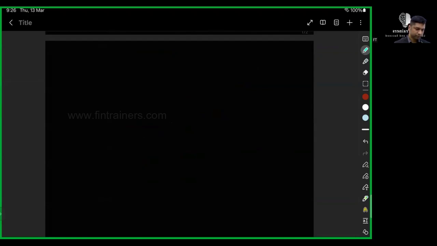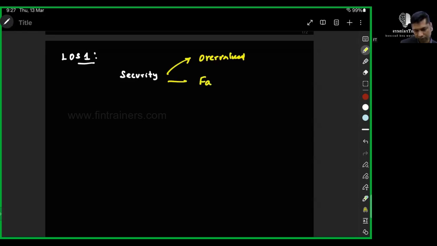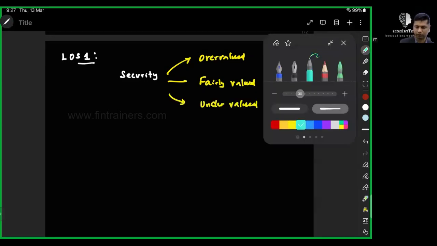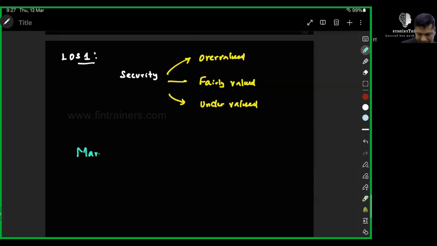Now, learning outcome statement 1 says, evaluate whether a security, given its current market price and a value estimate, is overvalued, fairly valued, or undervalued. So LOS 1 is asking us to find whether a security is overvalued, fairly valued, or undervalued. We have already discussed this. What's the definition of overvalued? Very good. Market price is greater than your fair value. We call that overvalued.